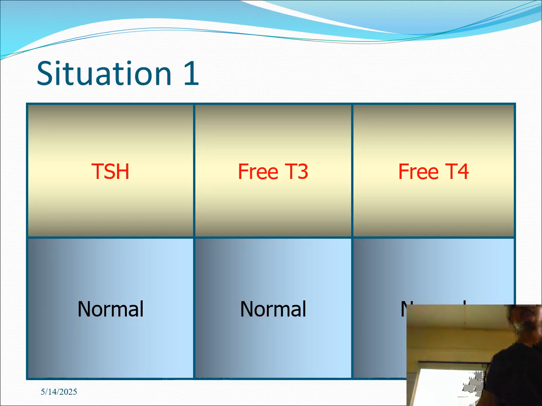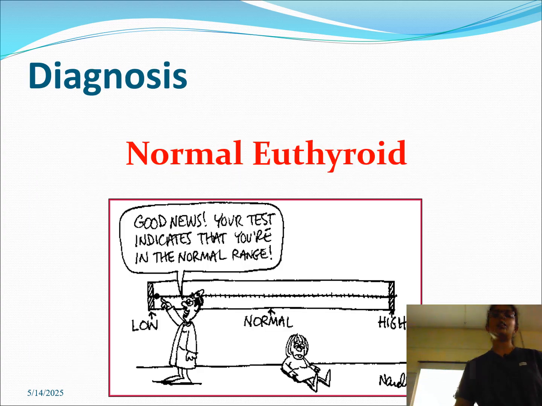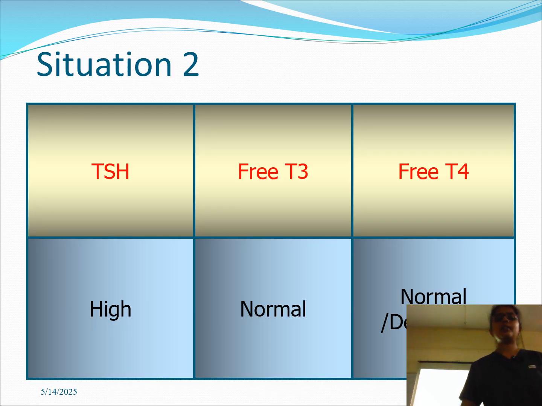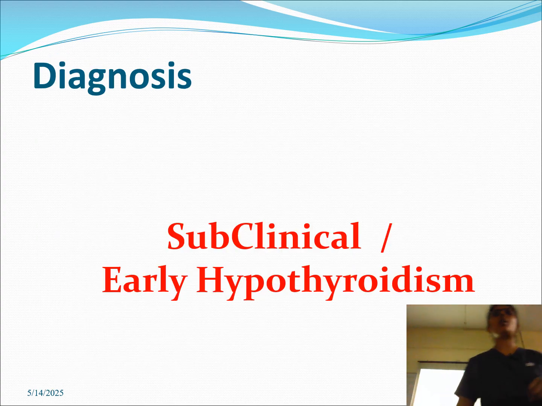What are the interpretations? If TSH is normal, and T3 and free T4 are normal, then it is euthyroid. Your thyroid levels are normal. If TSH is high, and free T3 and free T4 are normal or decreased, then you can say it is subclinical hypothyroidism, or early hypothyroidism. You should not give any doses. If there are clinical symptoms, then you can start the dose. If there are no clinical symptoms, you can follow up the patient after 4 to 6 weeks.